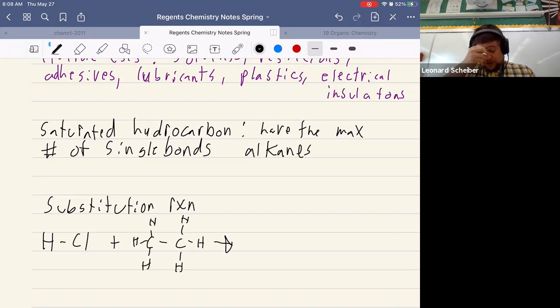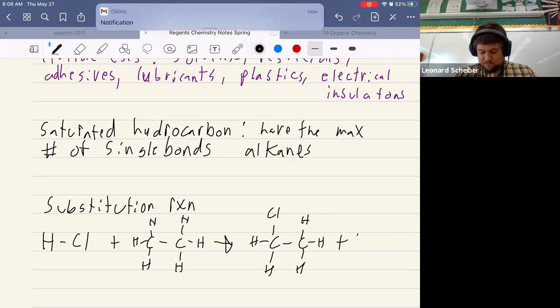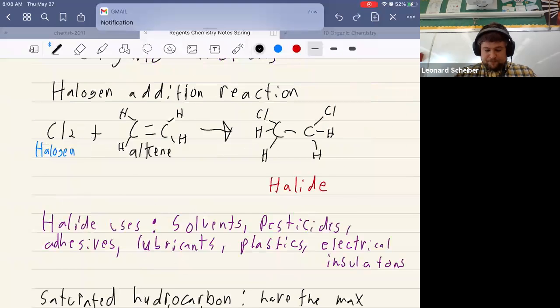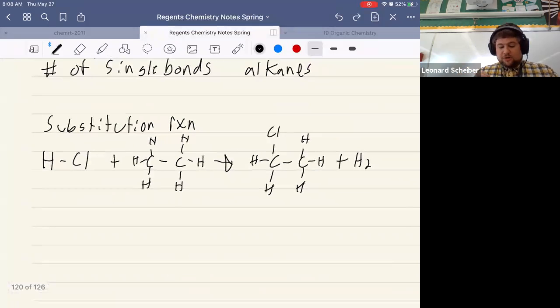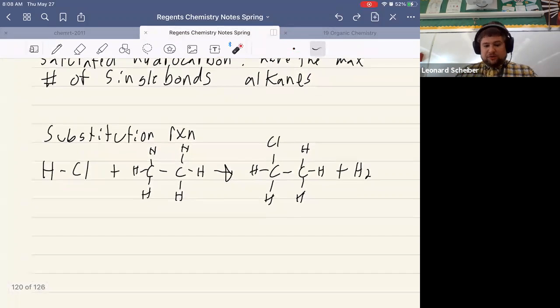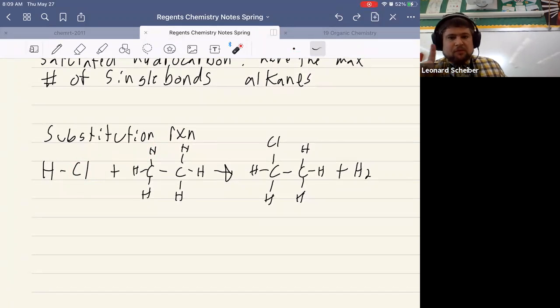And what that's going to turn into is, sorry, just H2. So notice how with the substitution reaction, instead of just adding to a chain, we are literally substituting one element for another. And those are the two ways that we can make halides.